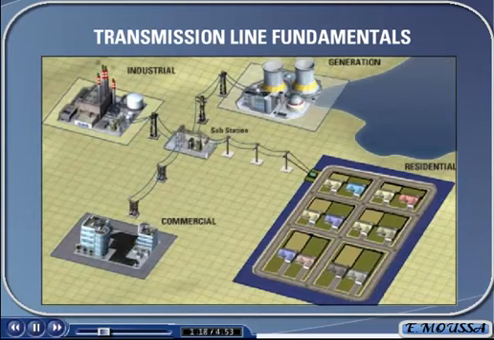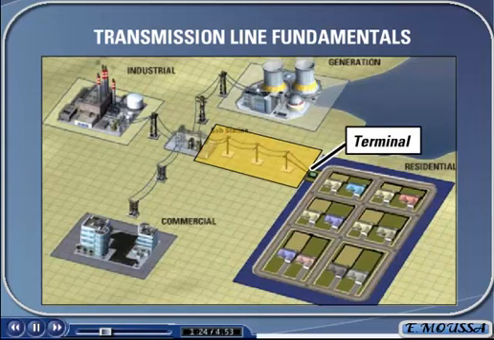In a power system, the area that constitutes a transmission line is defined by well-defined boundaries. This physical location of a line boundary is often called a terminal. The terminal can be a switch, a breaker, a bus, or a transformer.